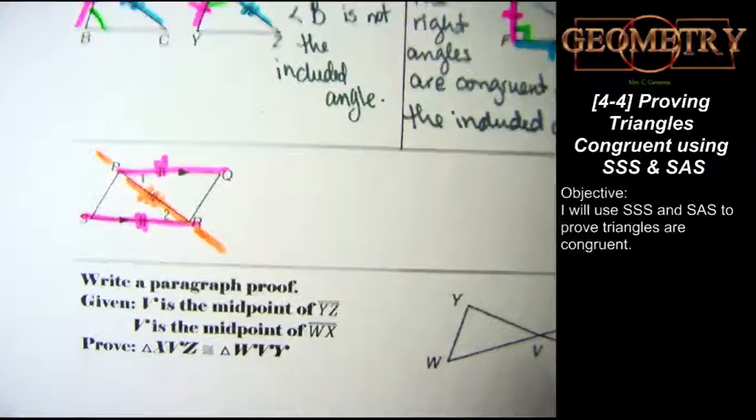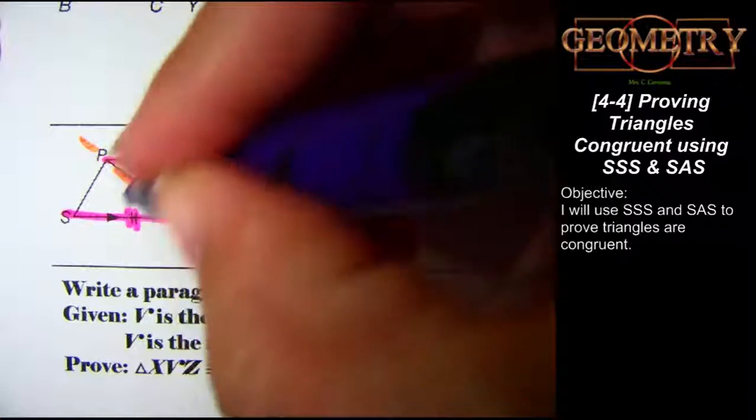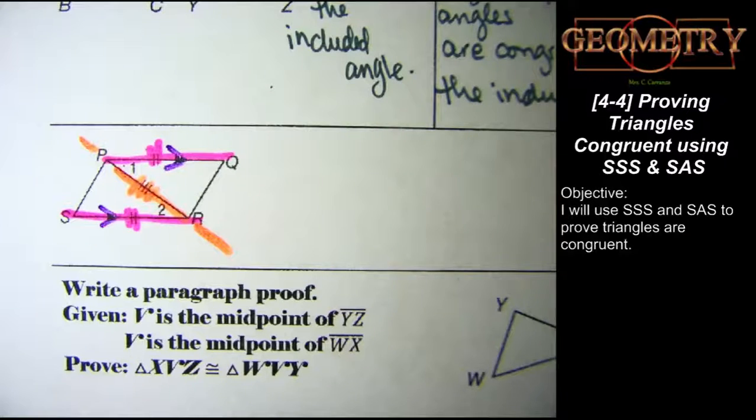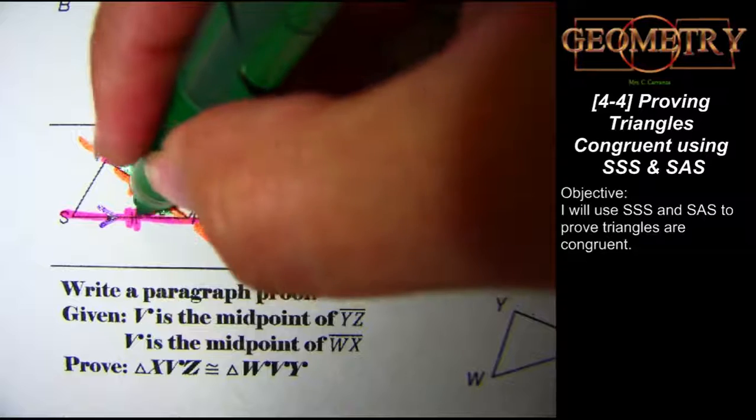Here's the third diagram. I've already highlighted, color-coded the things that are congruent to each other. In orange, I've got that side congruent to itself. What else do I know about these line segments, PQ and SR? They're parallel. I've got this extra little arrowhead in there telling me they are parallel. If those are parallel, what do I know about these angles 1 and 2?